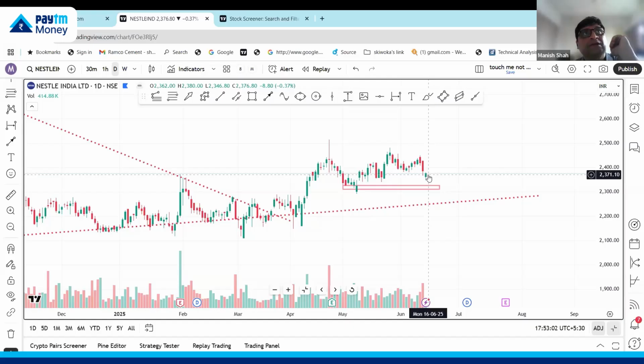Support and resistance levels change over time. Yes, they will change over time. Prices change, so support and resistance levels will also change. Right?